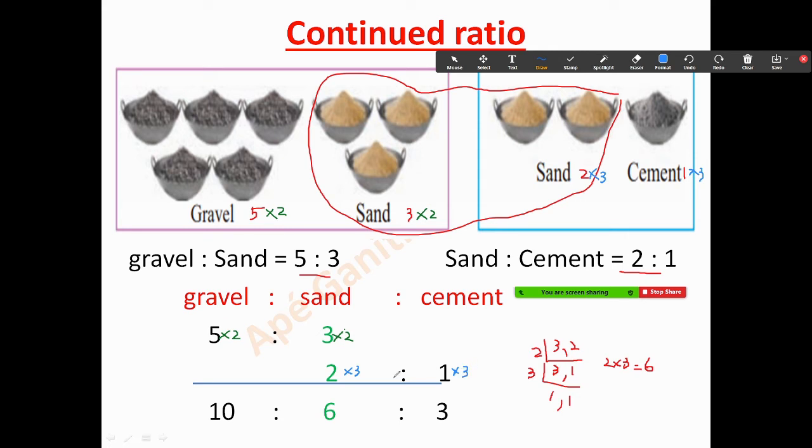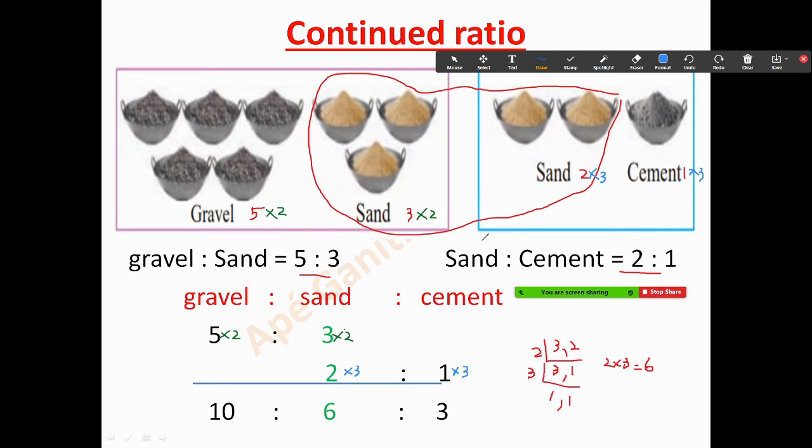Can you understand? This is a common one. Sand is common, so you have to get the LCM from both, the least common multiple in the middle. 3 into 2 is 6. 2 into 3 is also 6. You have to get a common number here for the sand. Then only you can combine. If here and here the two numbers are different, then you can't combine the ratios. Okay. Why do we write 2 to 1 here? Because the second ratio is 2 to 1, sand to cement.